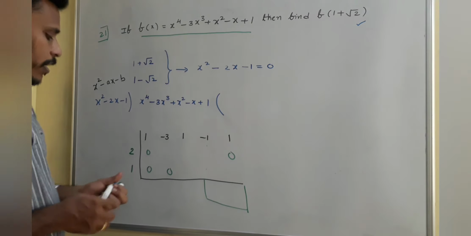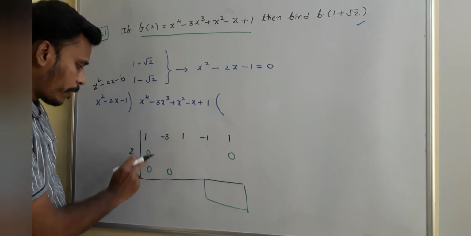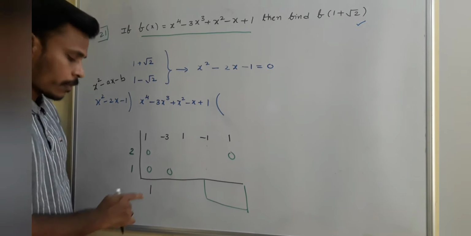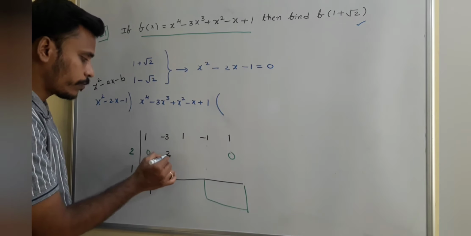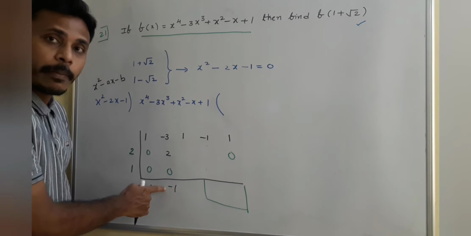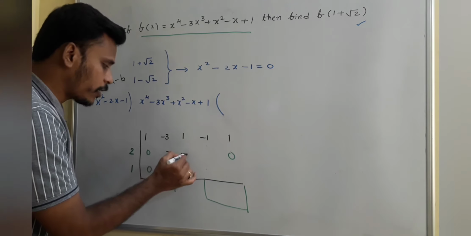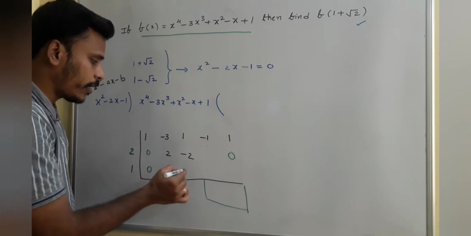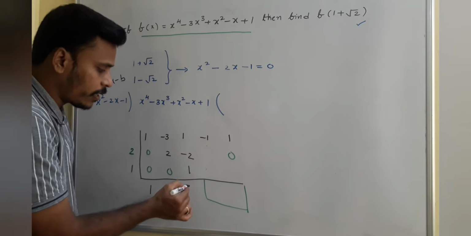Now add column wise. So 1 plus 0 is 1. 1 into 2 is 2. Minus 3 plus 2 is minus 1. And then minus 1 into 2 is minus 2, 1 into 1 is 1. So when you add, that is 0.